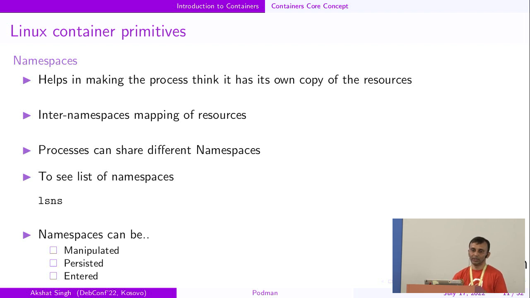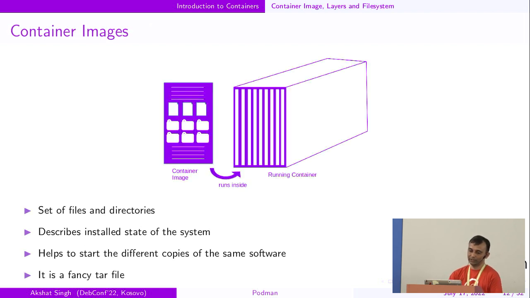Namespaces help a process think that it is running with its own copy of the resources, and we can also have inter-namespace mapping of resources. One namespace can be mapped to another, and the other can also be mapped back to the first one. We can see with ls /ns all the namespaces in our Linux file system, and these can be manipulated, persisted, and entered through syscalls. Unlike cgroups, where we work through a virtual file system, here we do it with syscalls.